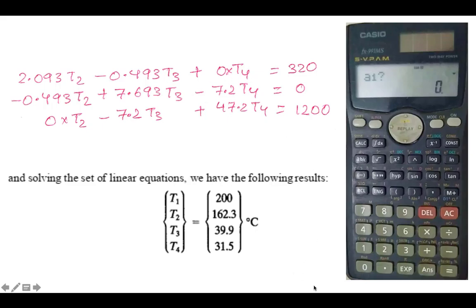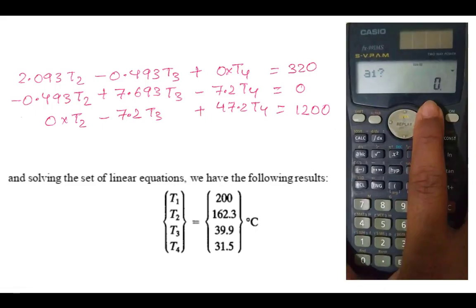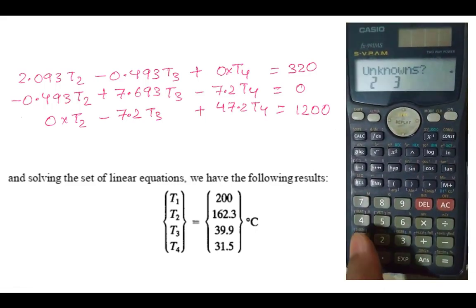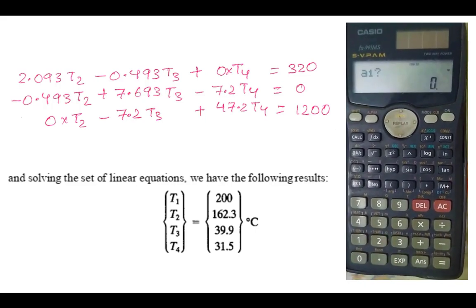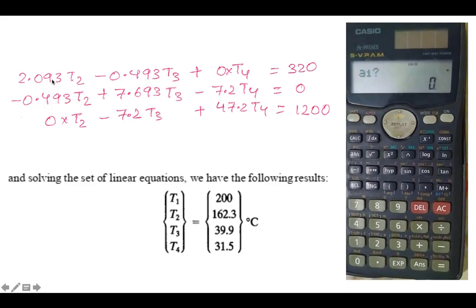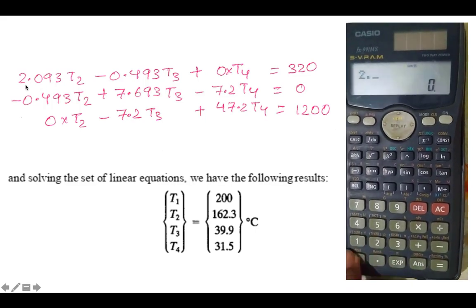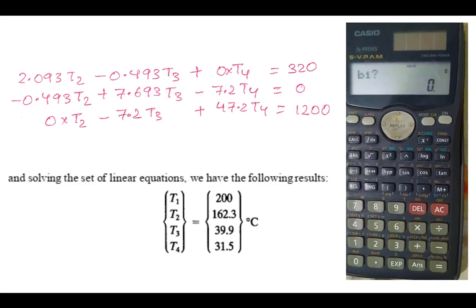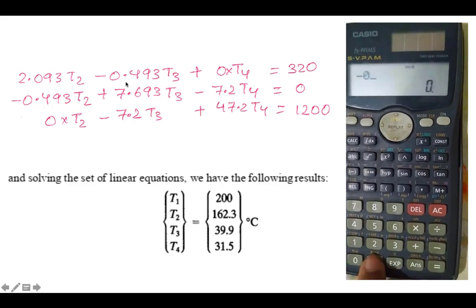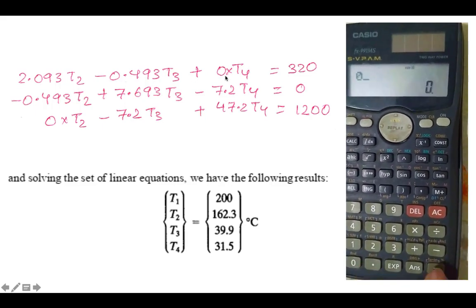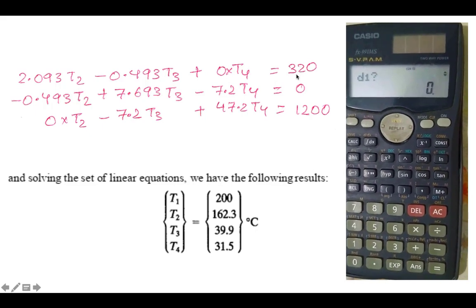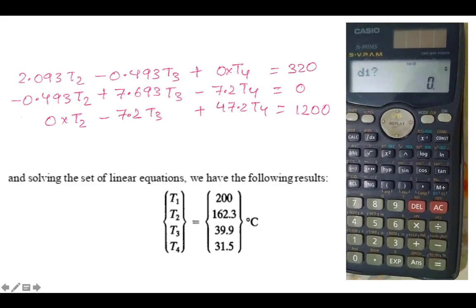Now we will solve this, and I will show you a small demonstration on the calculator of how to solve these equations. Watch carefully. First we have to go to the equation mode. We have three unknowns, so we will press 3. Now we have to put in the values of the coefficients. A1 equals 2.093, B1 is negative 0.493, C1 is 0 and D1 is 320.